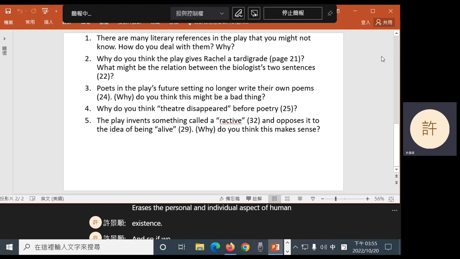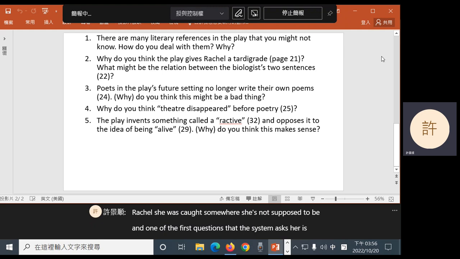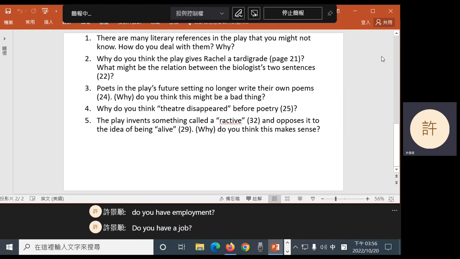And so if we remember last week, the first time we met Rachel, she was caught somewhere she's not supposed to be. And one of the first questions that the system asks her is, do you have employment? Do you have a job? So the system doesn't recognize individuals. It recognizes people based on their work, based on the part of the world they live in, but not as specific people. This seems to be the dominant value system of this future society.